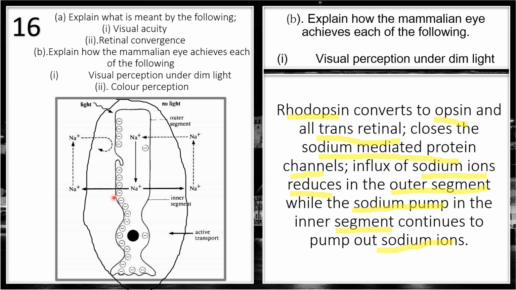Now, in the inner segment, what is going to happen? The pump, which we call the sodium pump, is going to continuously pump out the sodium ions out of the cell. So when the sodium pump is pumping out in the inner segment and in the outer segment the sodium ions are prevented from entering, inside it is going to become more negative.